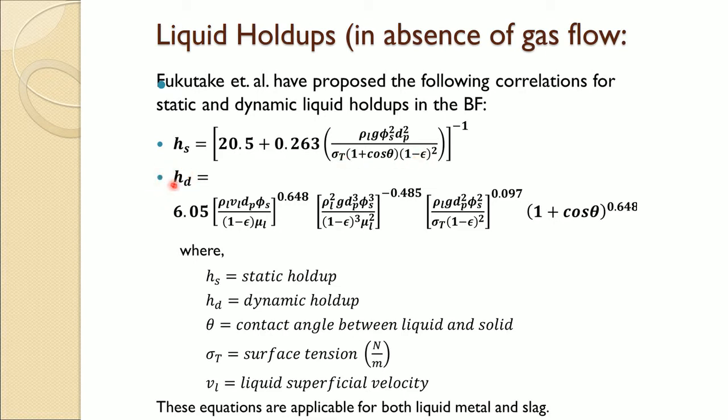Similarly, the dynamic hold up given by them is represented by this equation. Again the same symbols are used. Here VL is the liquid velocity, mu L is the liquid viscosity, and all other terms we have already defined above. So, using this correlation, one can get some idea about the total liquid hold up.